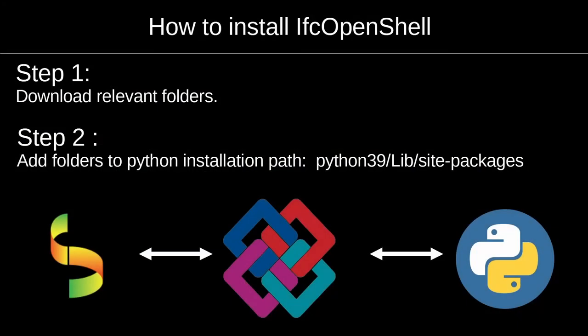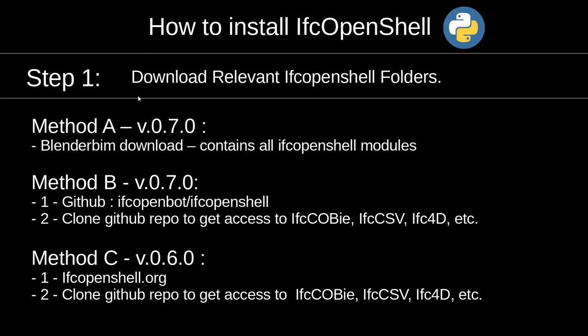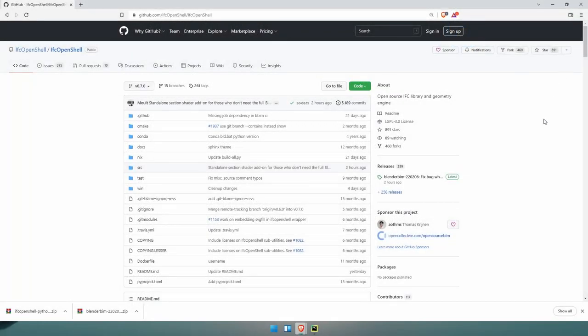Look at how to install IfcOpenShell in our computer so that we can run it through a console or an IDE. So the steps are fairly simple. We first need to download the relevant folders or files and then put them in the Python installation path. To download your IfcOpenShell folders, you could do it in different ways. My preferred method is to use BlenderBIM because it already contains everything.